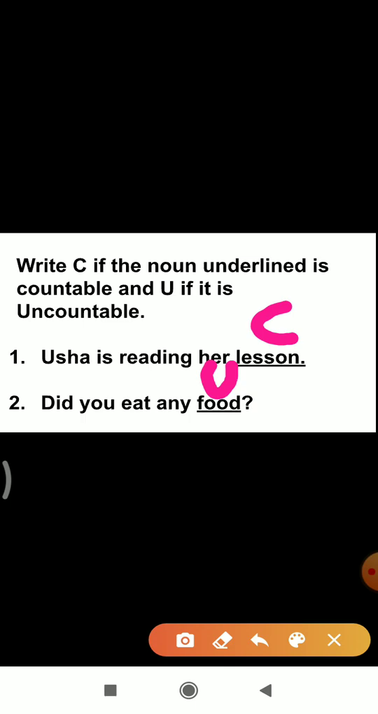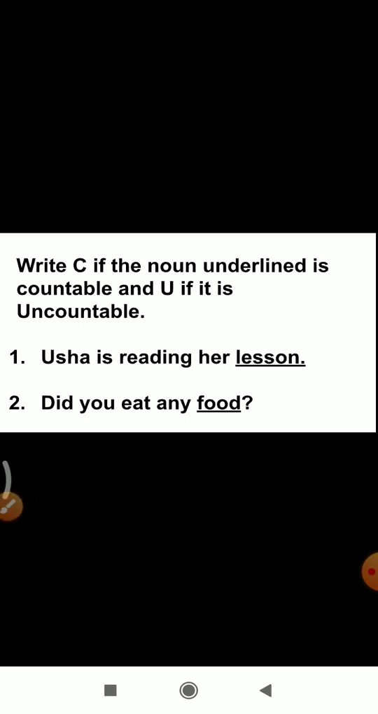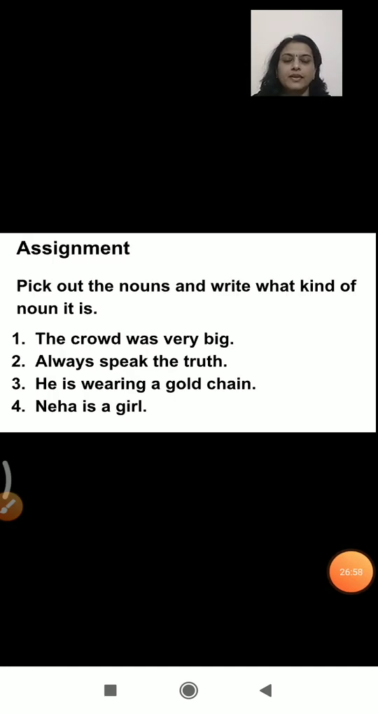Okay, now I have one more assignment for you. Let's see what that is. Okay, so now we have done 2 exercises. Now there is one more assignment which you are supposed to solve. If you have followed our lesson properly, then it is very easy to find out. Now let's see what the assignment is. Pick out the nouns and write what kind of noun it is.